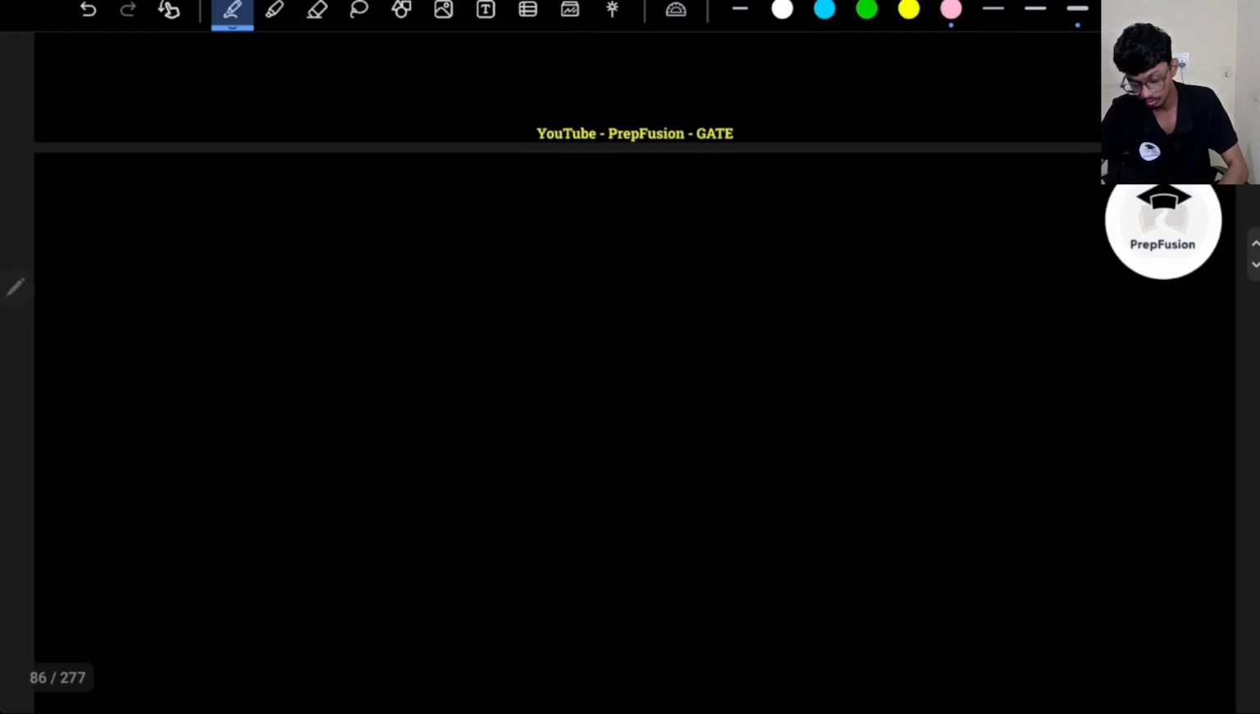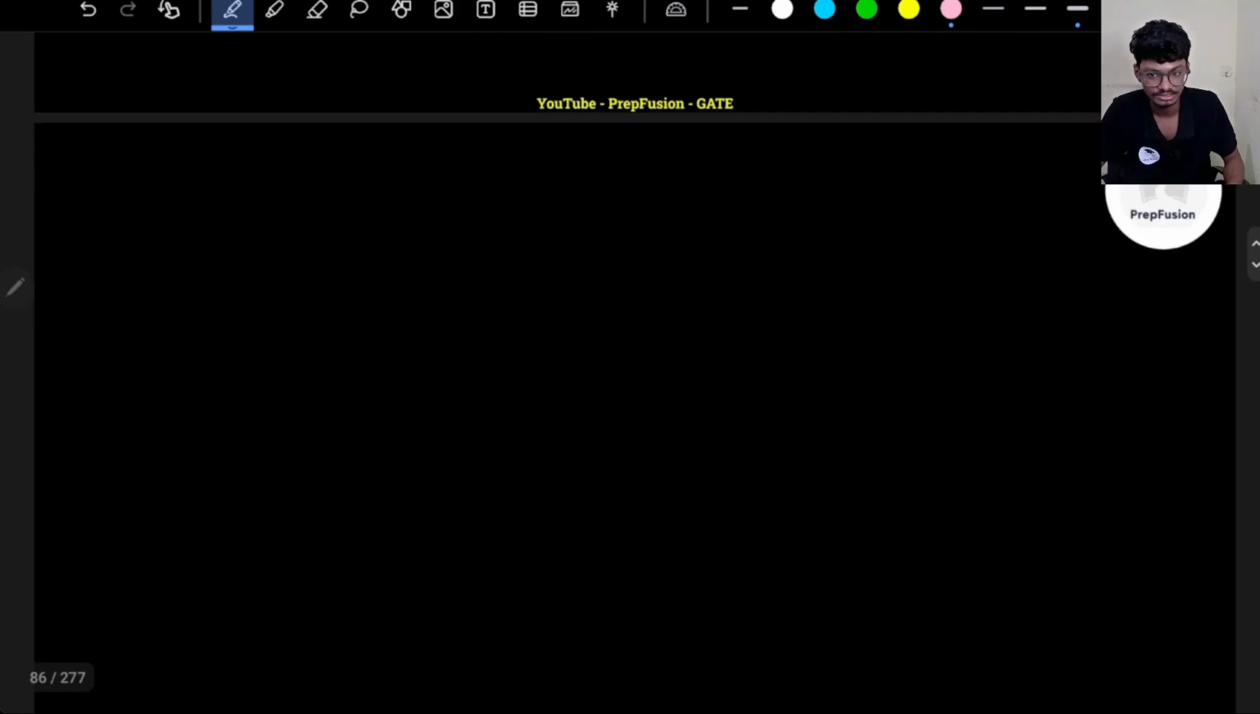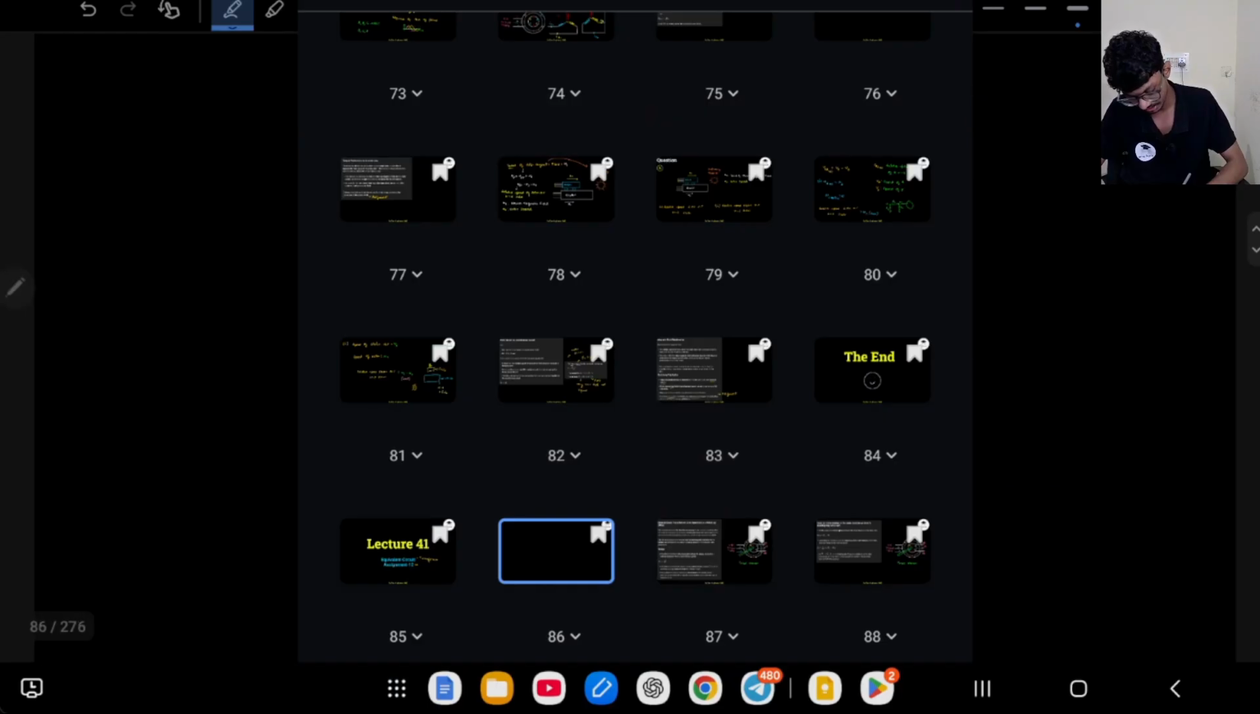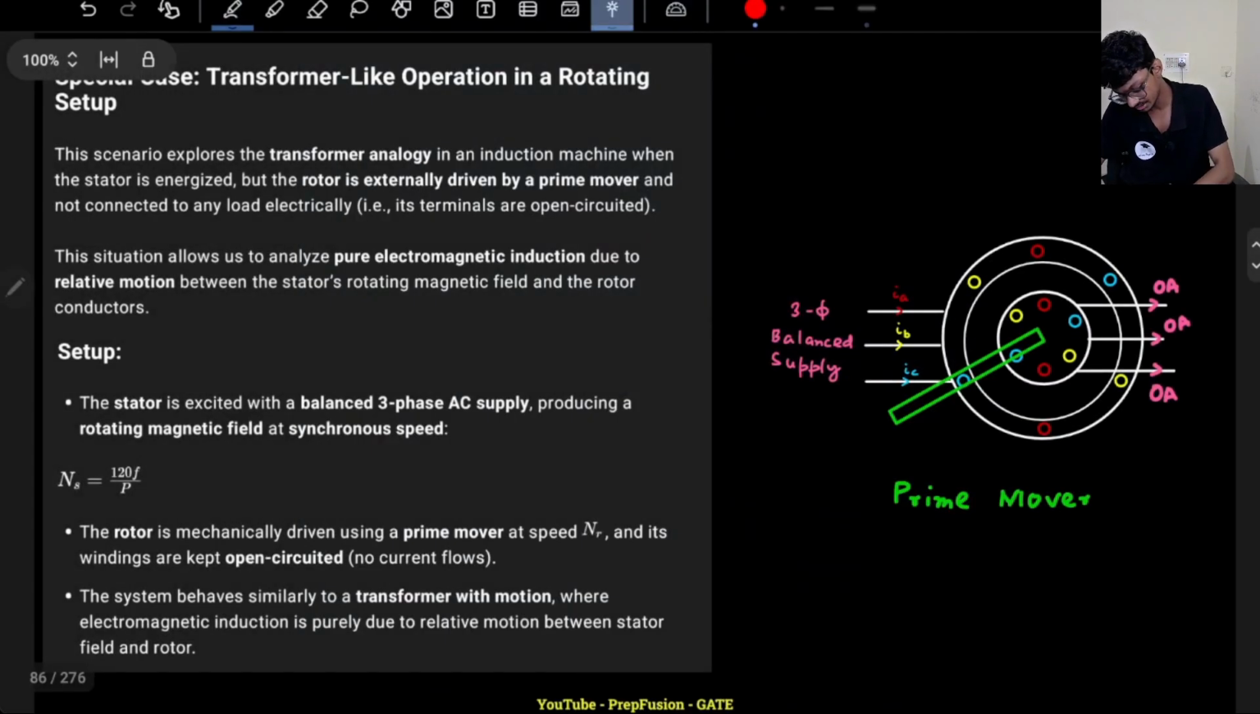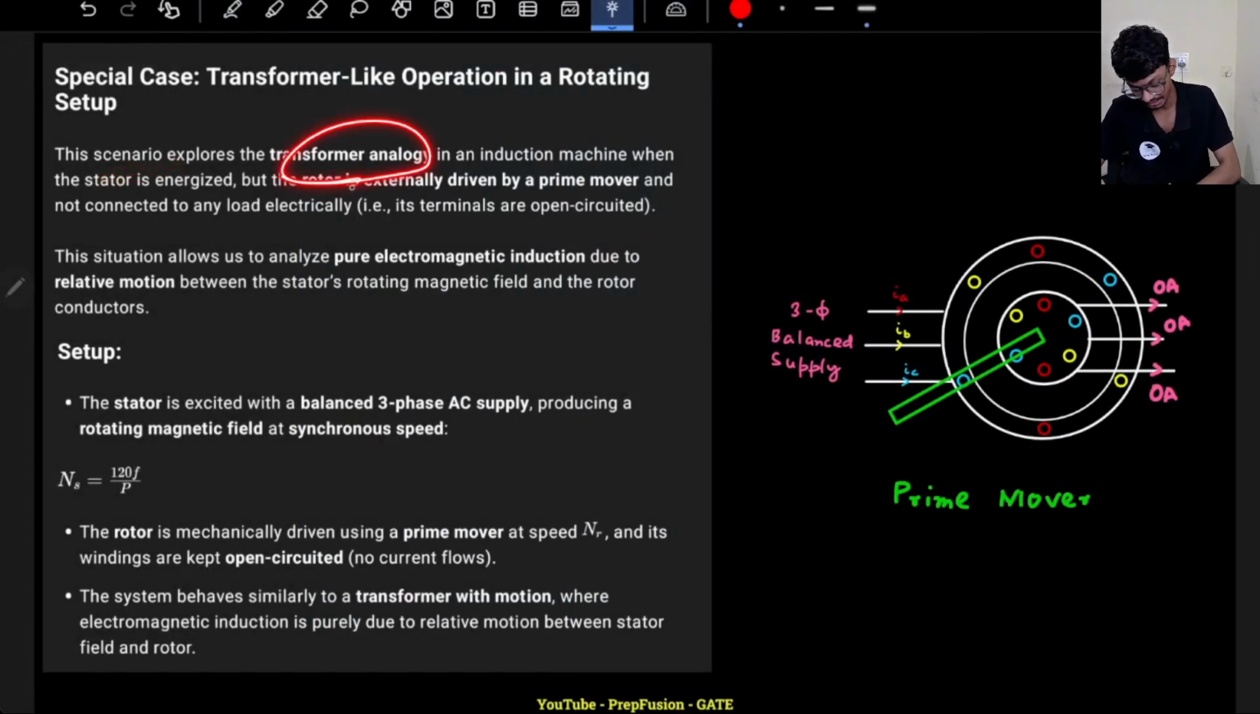Okay, now let's move on to today's topic. Same thing we will discuss today, that we will discuss the cases, right? So special cases. This scenario explores the transformer analogy. So it is just like a transformer, but it is a rotating transformer, right? Induction motor is just like a transformer, but it is a rotating transformer.